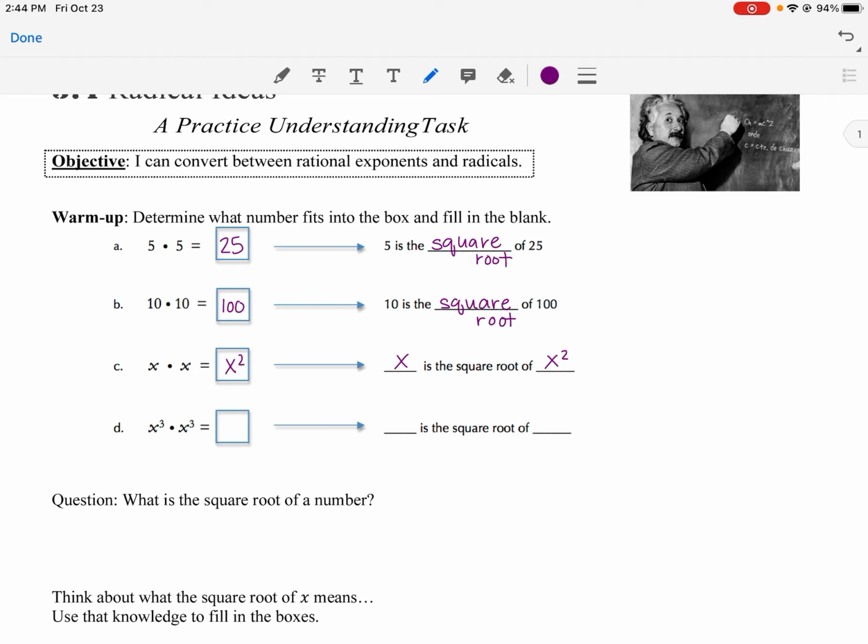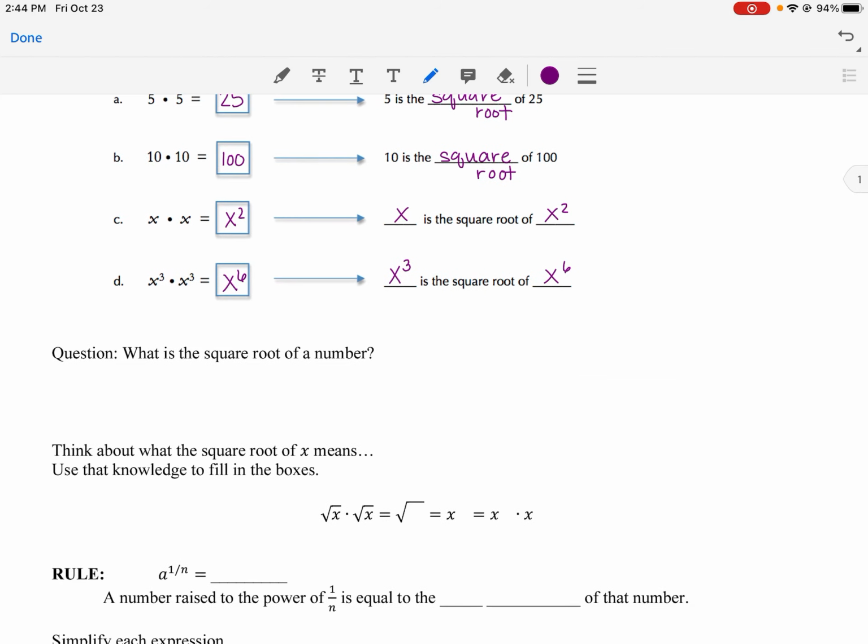X to the third times x to the third, good practice for our exponent rules, we add those exponents. We get 6, so x to the sixth means that x cubed is the square root of x to the sixth. What is the square root of a number?